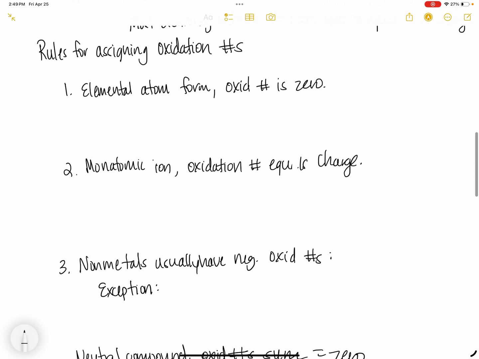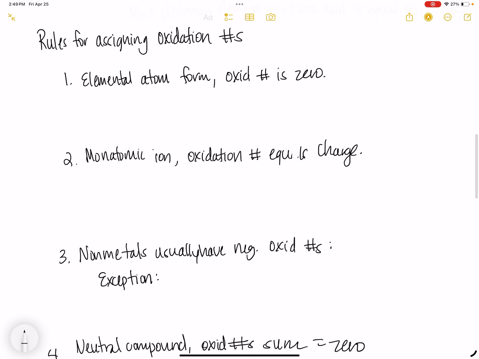So, some other rules for assigning oxidation numbers. If you have an elemental atom, the oxidation number is 0. So, for example, if we were talking about the substance of carbon, carbon is just atomic carbon in its elemental form. That has an oxidation number of 0. So do diatomics. So H2, for example, has an oxidation number equal to 0.